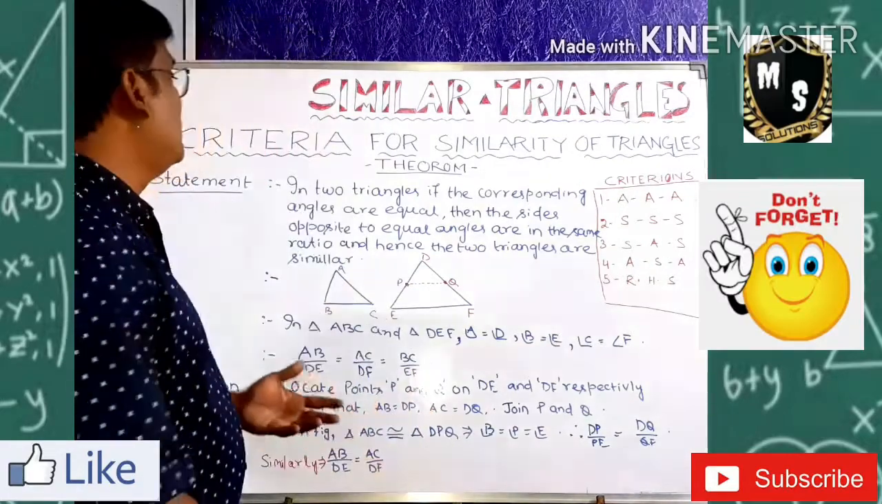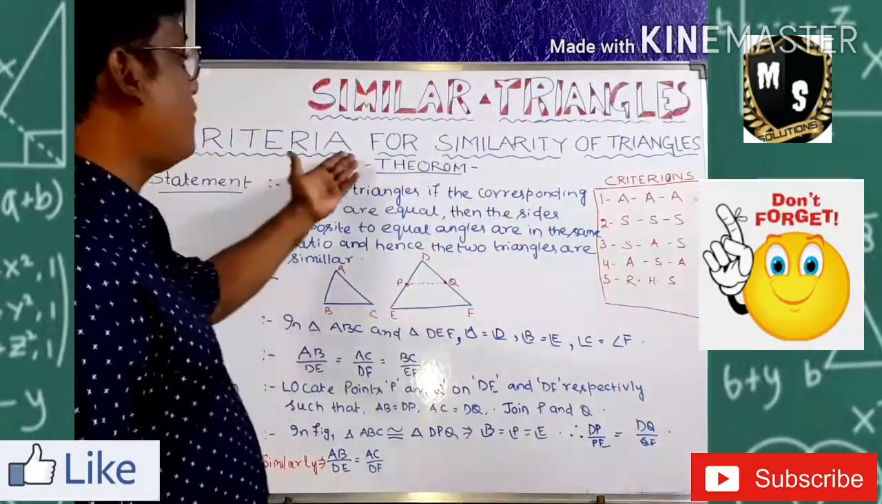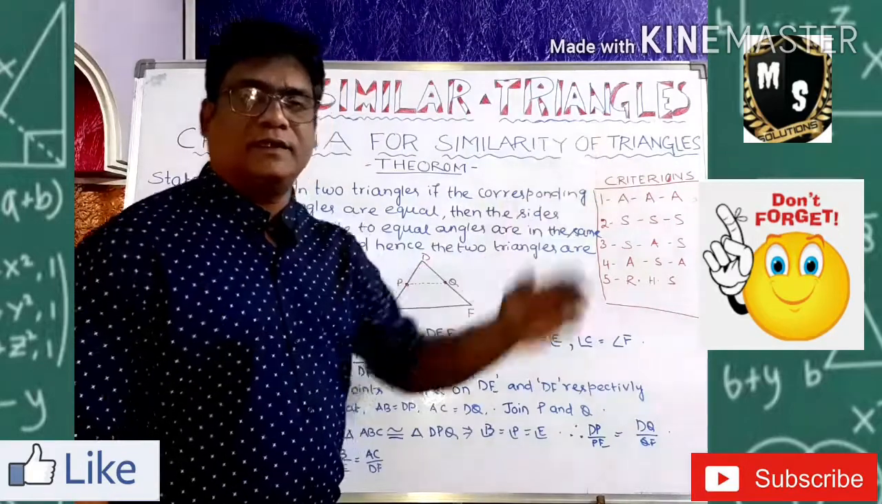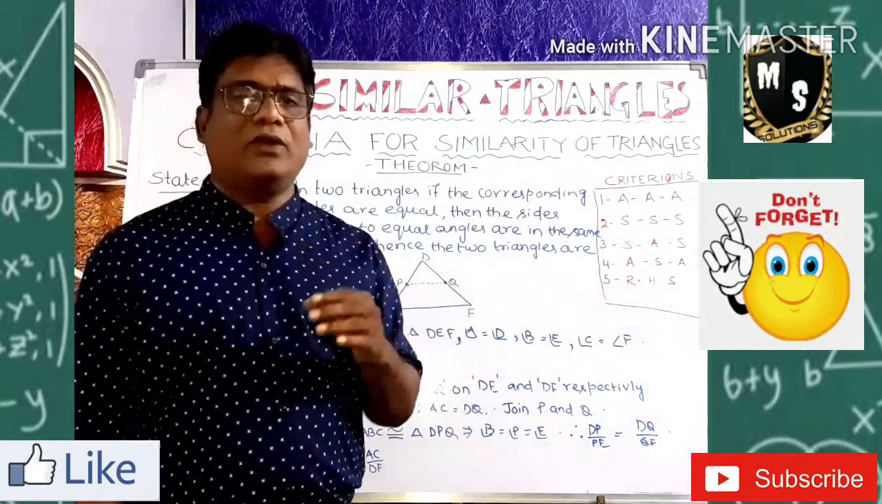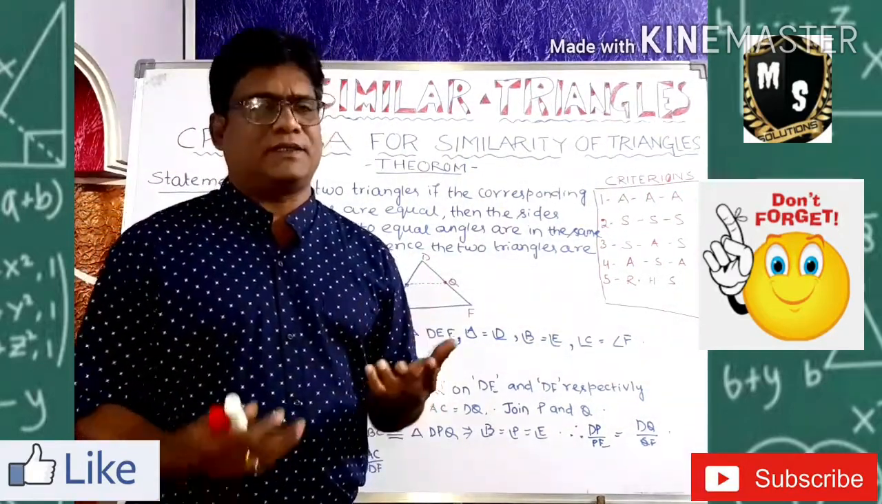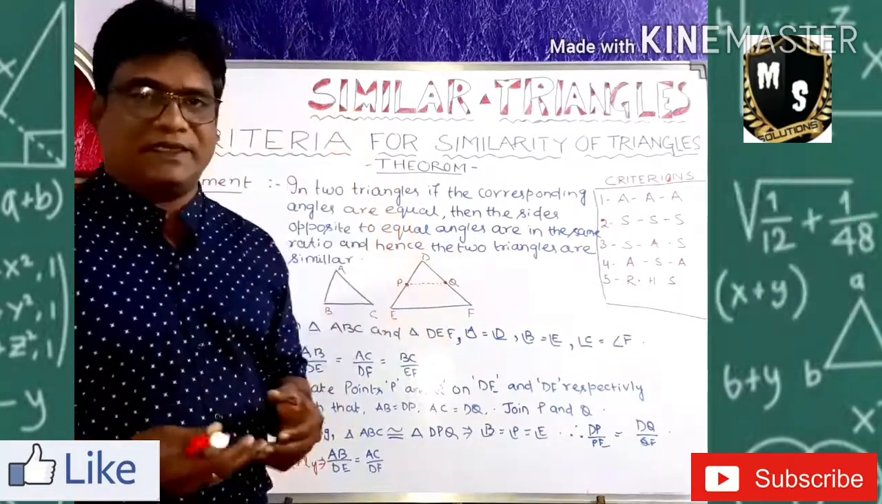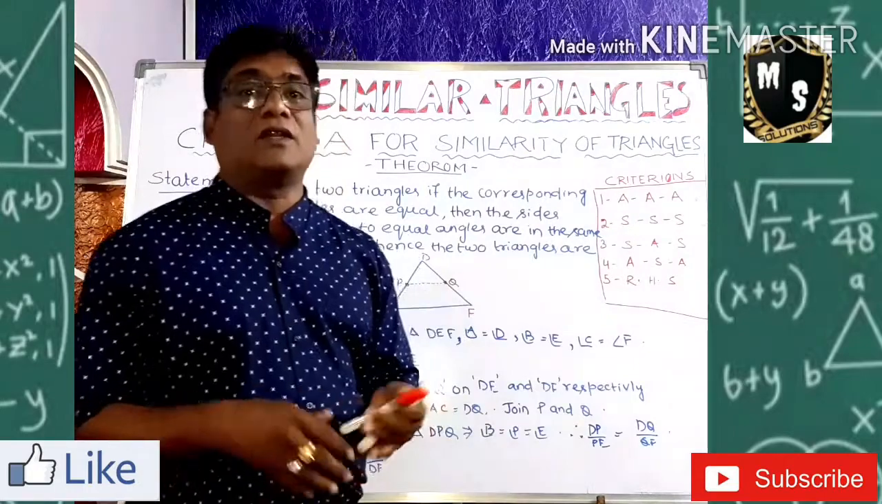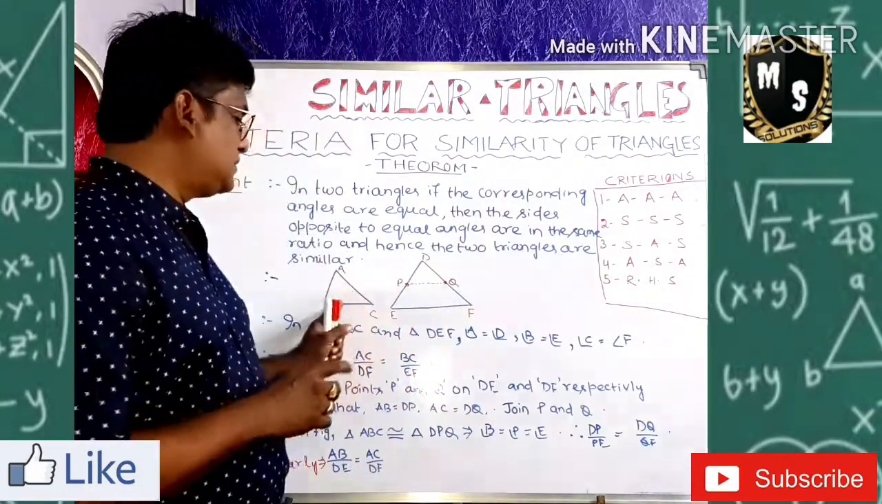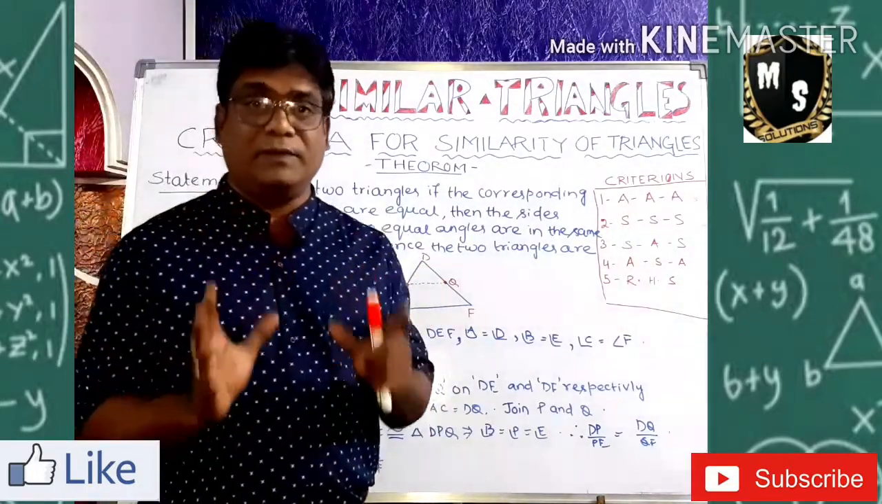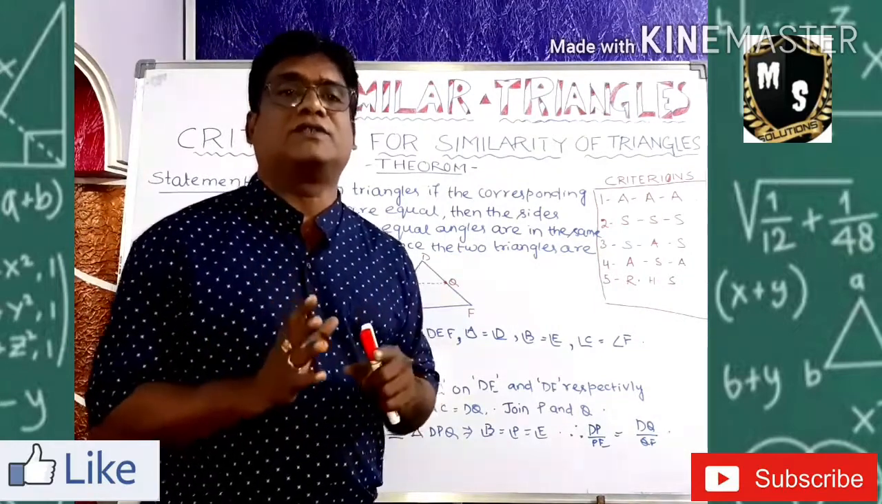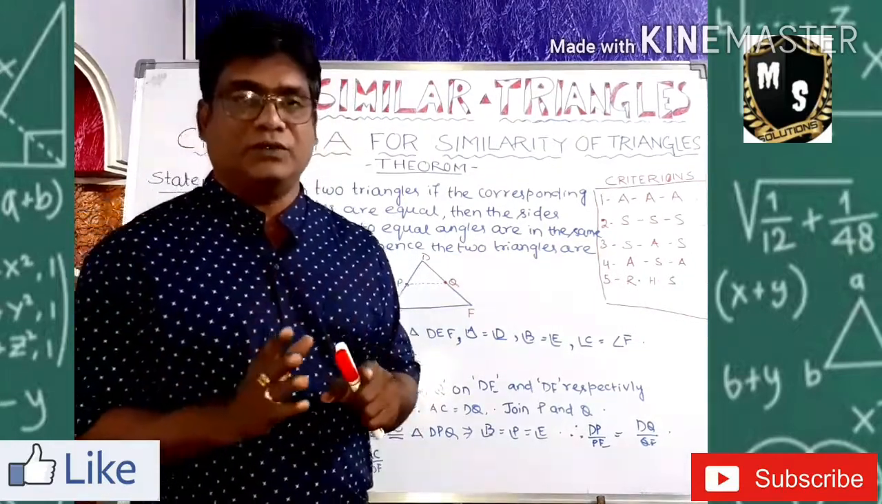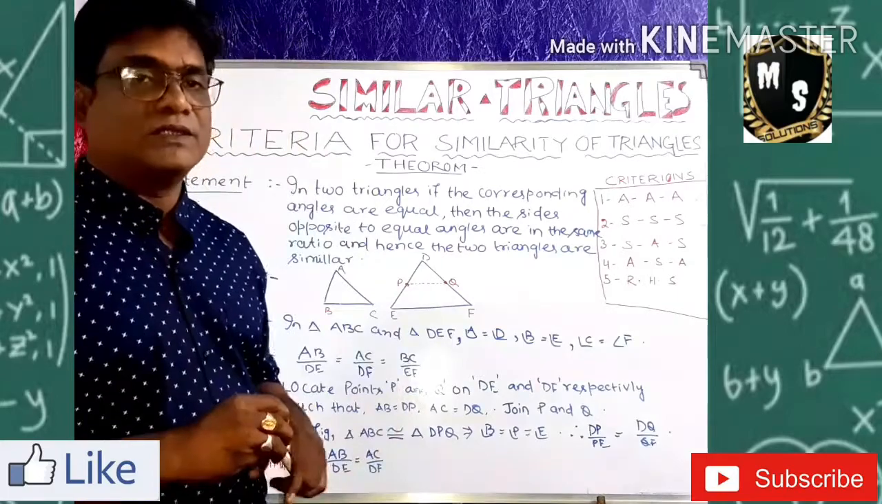What is the next part? The next part is the criteria for similarity of triangles. What is that? Yesterday and in my last video I told you what the criteria for similarity are. The corresponding angles in two triangles must be the same and the sides should be in ratio. Then that is the condition for similarity.